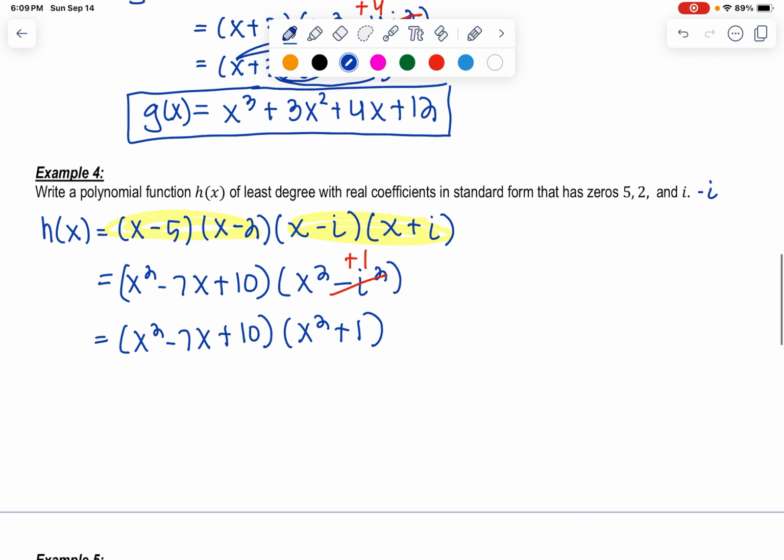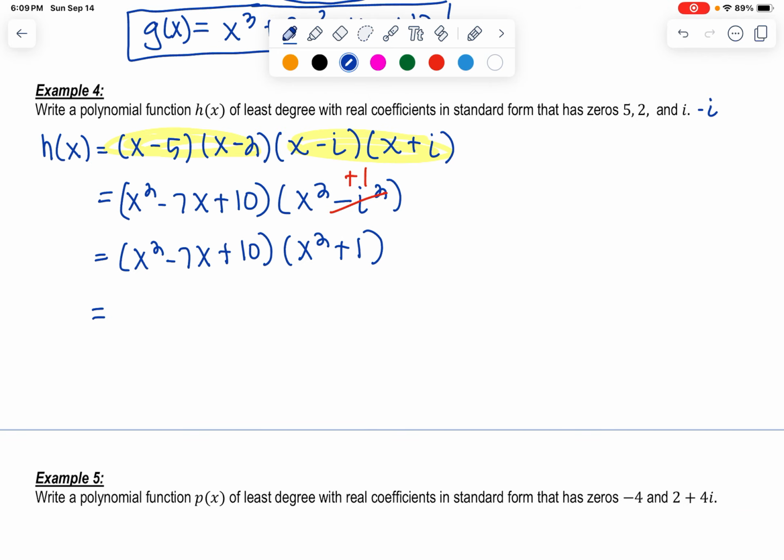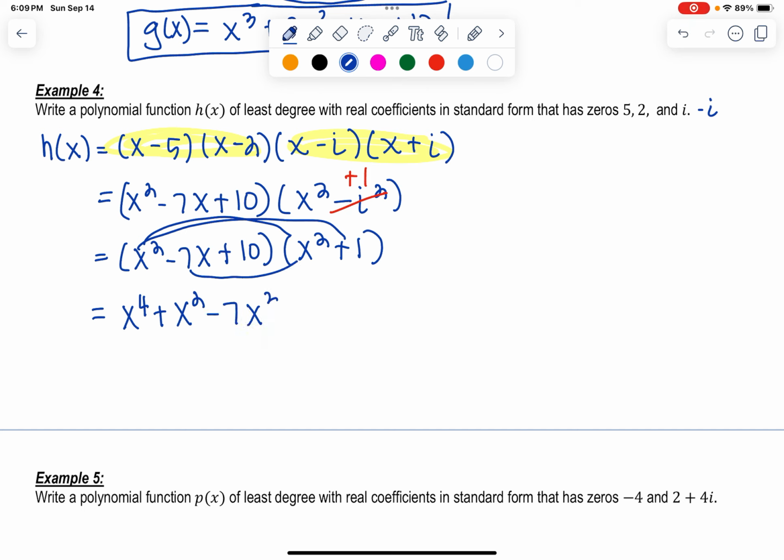And now I'm going to multiply this out. Okay? Be careful. Watch for mistakes here. Just try not to make them. They're hard to catch if you're not paying attention. All right, so I'm going to do x squared times x squared is x to the 4th. x squared times 1 is x squared. Now I'm going to distribute my negative 7x. Negative 7x times x squared is negative 7x cubed. Negative 7x times 1 is negative 7x. 10 times x squared is 10x squared. 10 times 1 is 10.